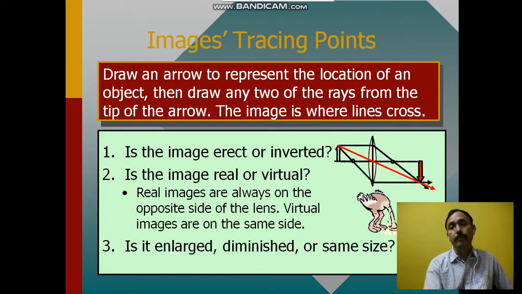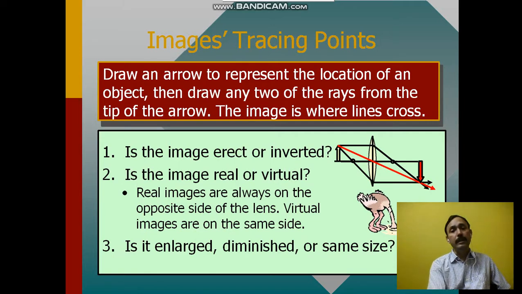There are two rays. One is parallel to the principal axis, passing through the focus. Another one is passing through the optical center. They are intersecting. Another one is passing through the focus, parallel to the principal axis, and they are meeting at this point. The image is formed at the intersecting points of these three. Is the image erect or inverted?